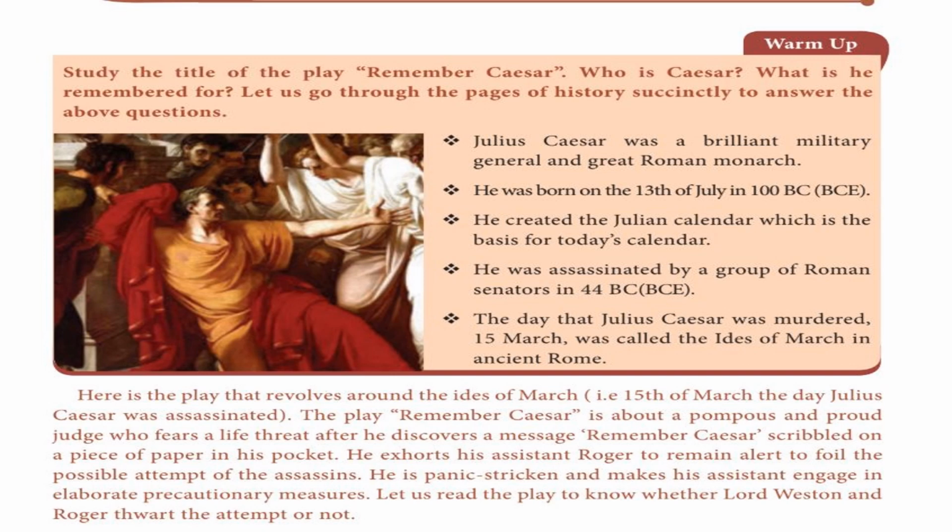The day that Julius Caesar was murdered, 15th March, was called Ides of March in ancient Rome. Here is the play that revolves around the Ides of March, the day Julius Caesar was assassinated. The play Remember Caesar is about a pompous, proud judge who fears a life threat after he discovers a message, Remember Caesar, scribbled on a piece of paper in his pocket.